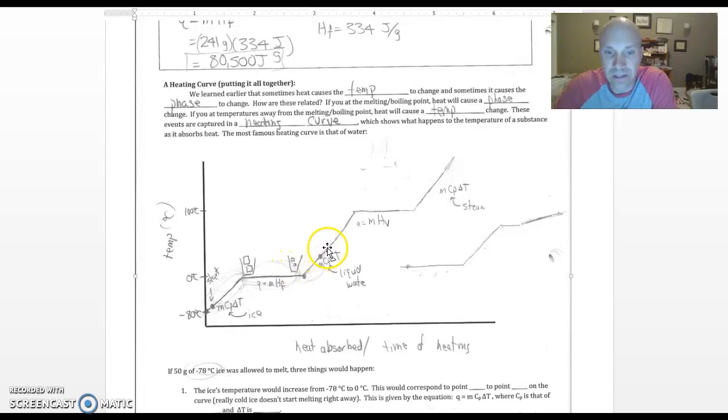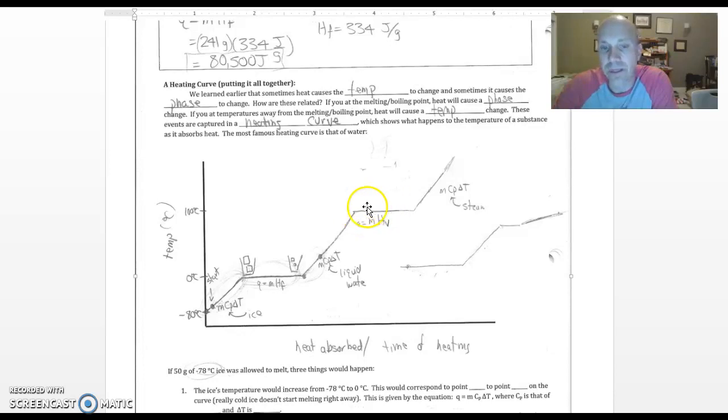So as it continues to absorb heat, the temperature is going to continue to go up. And it's going to go up until you hit 100 degrees. And what's going to happen there is it's going to start to boil. A lot of times I'll ask people, which has got a higher temperature, water that's been boiling for 5 minutes or 10 minutes? And they'll say, well, for 10 minutes.